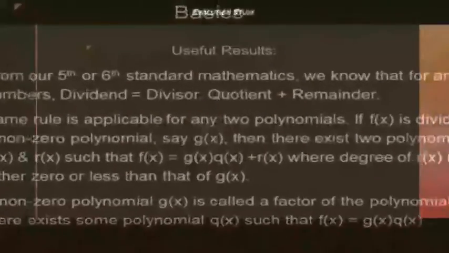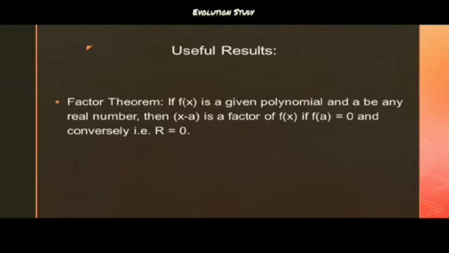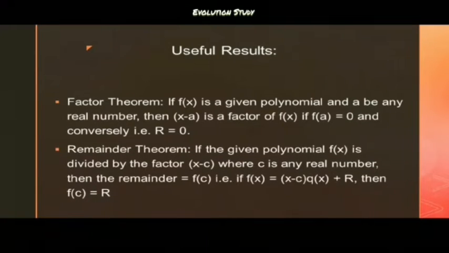Now let's talk about the useful results. Factor theorem: if f(x) is a given polynomial and a is any real number, then x minus a is a factor of f(x) if f(a) = 0, and conversely, that is r = 0. Now the remainder theorem says if the given polynomial f(x) is divided by x minus c, where c is any real number, then the remainder is equal to f(c). That is, if f(x) = (x - c) q(x) + r, then f(c) = r.